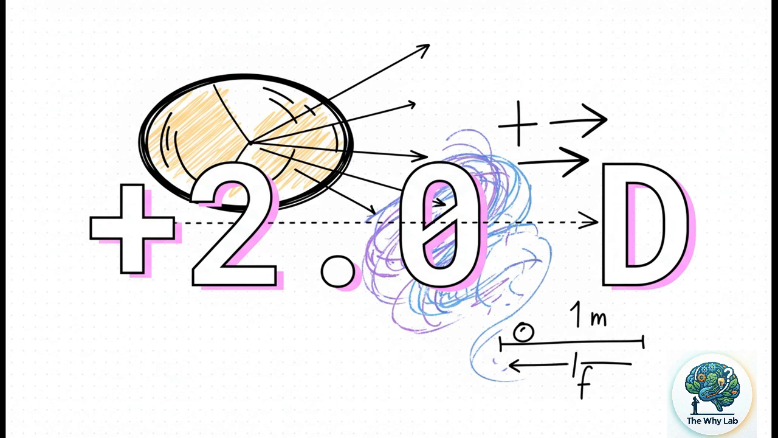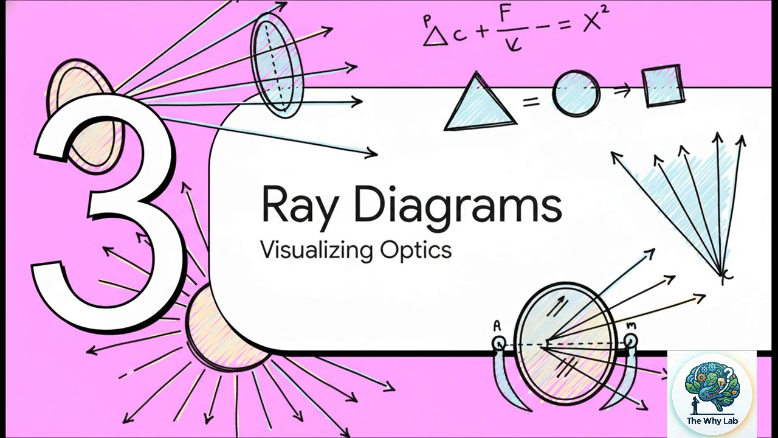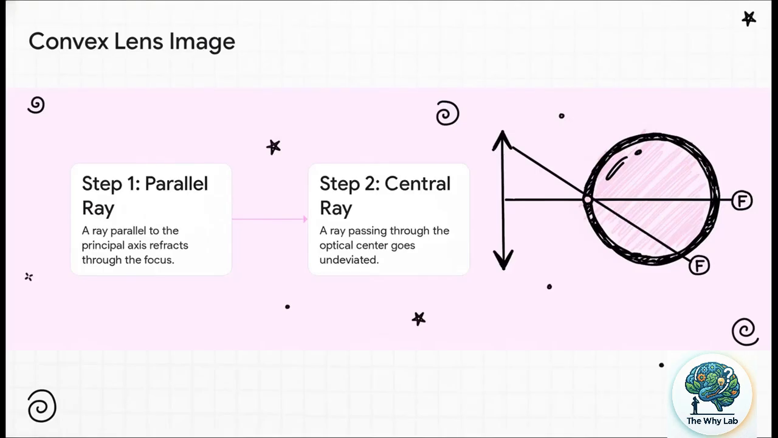It all connects. Okay, so we've been crunching a lot of numbers. But what does all this math actually look like in the real world? This is where ray diagrams are your best friend. They're like the visual proof that makes it all finally click. Let's quickly trace one out. Imagine an object just outside the focal point of a convex lens.